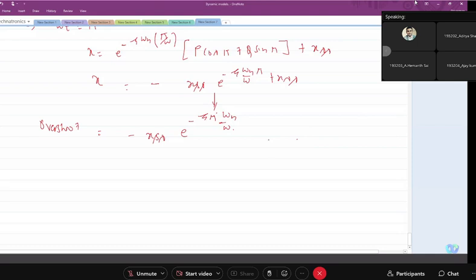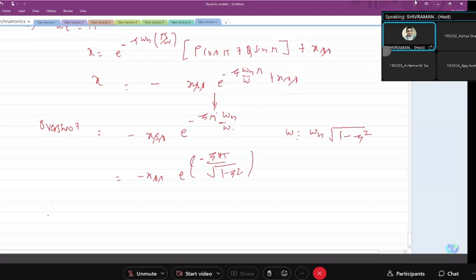So what is your omega? It is omega n times, omega n is your natural frequency, square root of 1 minus damping factor square. Okay, you keep that value here. So what you will get? E power damping factor. Is it fine? Okay, and the percentage overshoot will be this value times 100.